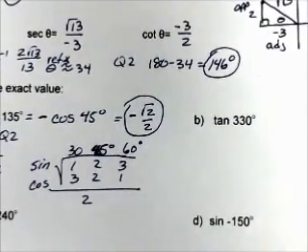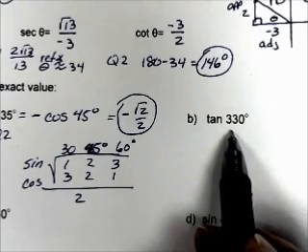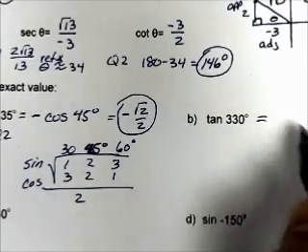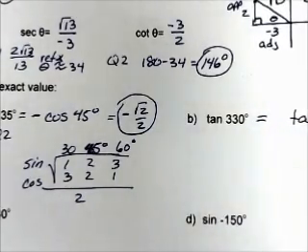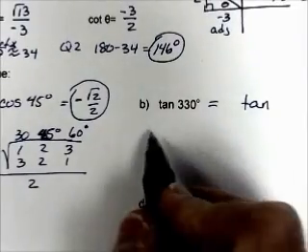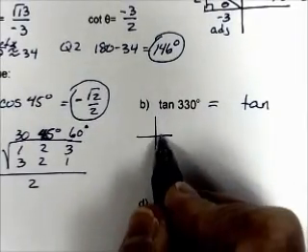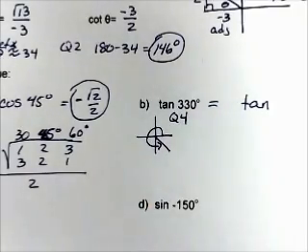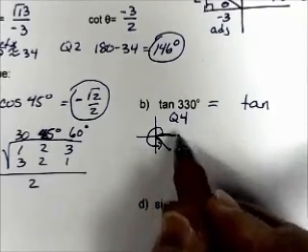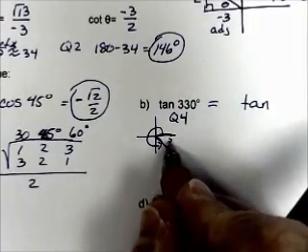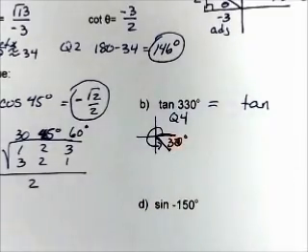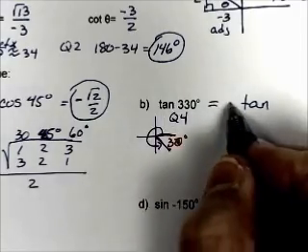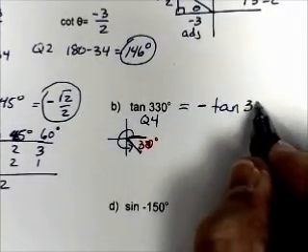Tangent of 330 degrees. 330 degrees is not an acute angle, so we want to express this in terms of its reference angle. A 330 degree angle would terminate in quadrant 4. The reference angle would be 360 minus 330, which is 30 degrees. And in quadrant 4, tangent is negative, so this would be equivalent to negative tan 30.